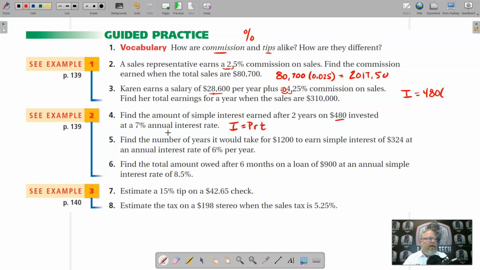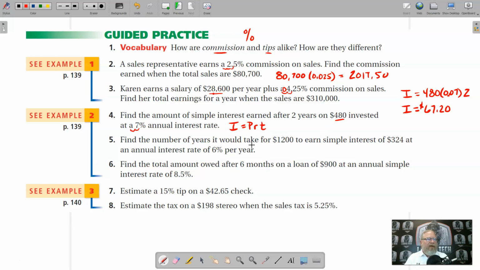The rate is 7%, so move that decimal over 2 places. So that's going to be 0.07. Decimal right there. And then time is 2 years, so 2. So now all we have to do is plug all that into our calculator. 480, multiply that times 0.07. And then multiply that times 2, and that's going to give us 67.2. So $67.20 over 2 years earned for investing $480.